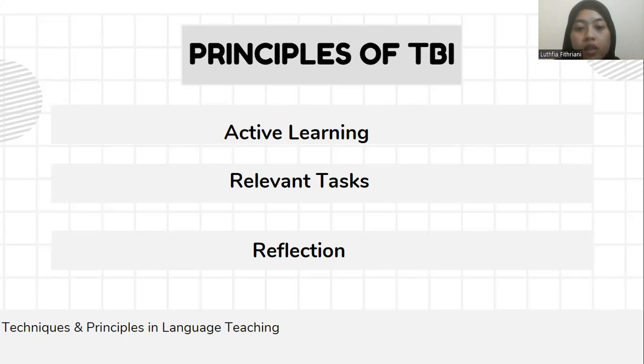The third is reflection. After the teaching and learning process, the teacher should give time to the student for reflection. For example, what they have learned and what their difficulties were in learning the target language or anything else.